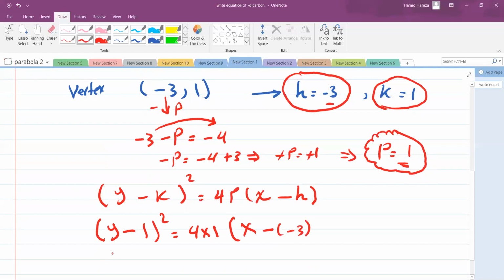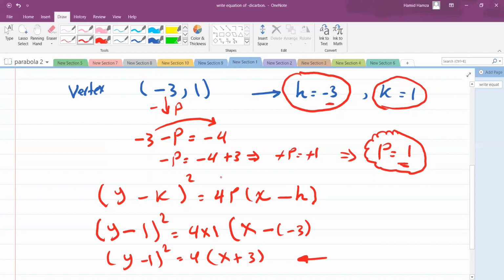Let's simplify. So y minus 1 power 2 equals 4 times x, minus and minus will be plus. So this is the required equation: y minus 1 power 2 equals 4 times x plus 3.